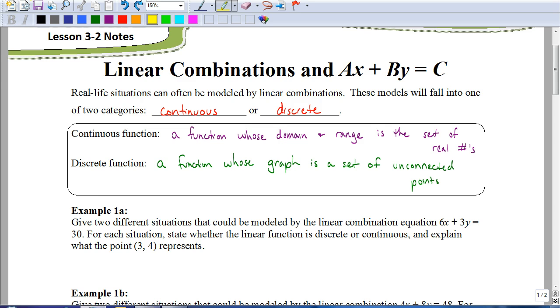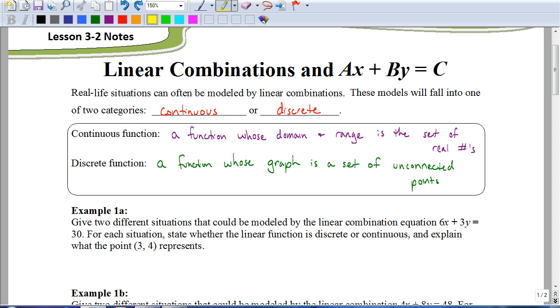and discrete. A continuous function is a function whose domain and range is the set of all real numbers. In other words, with a continuous function, it's okay to use decimals. Okay, it's okay to use decimals in a continuous function.